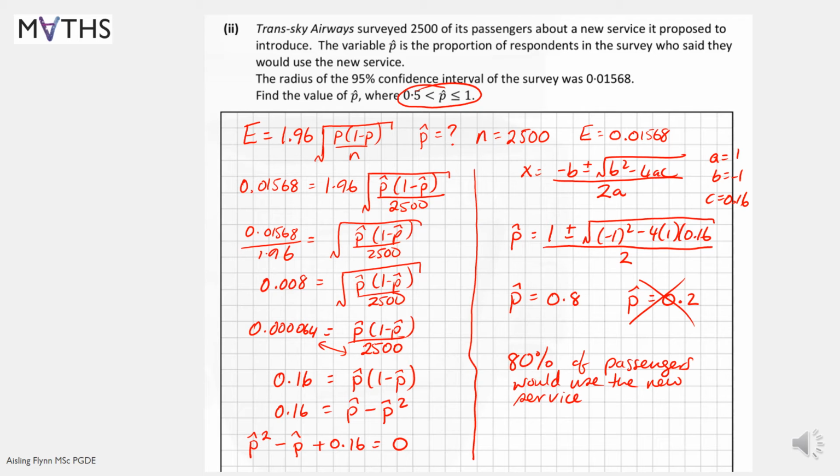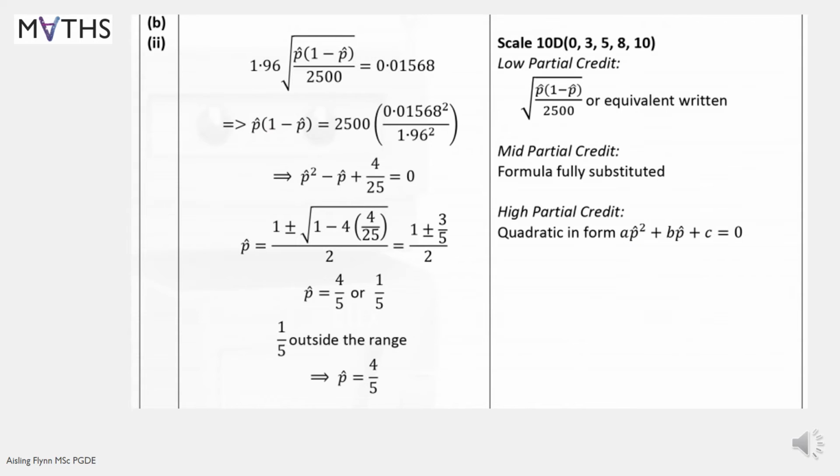Okay, so let's check our marking scheme. There's our margin of error, and here is the value given in the question. They worked through it there. They've left theirs as a fraction, so 4 over 5, which is 0.8 or 0.2, and they discount this 0.2, same as we did. There's 10 marks going for that.